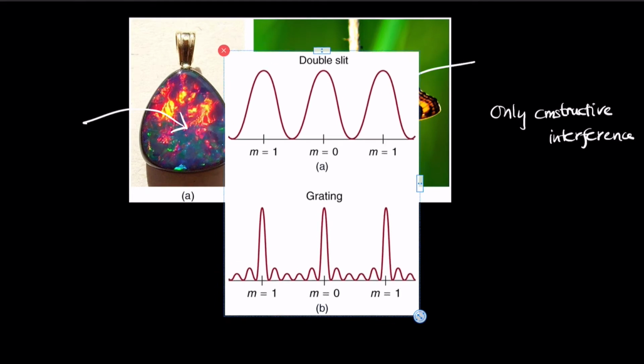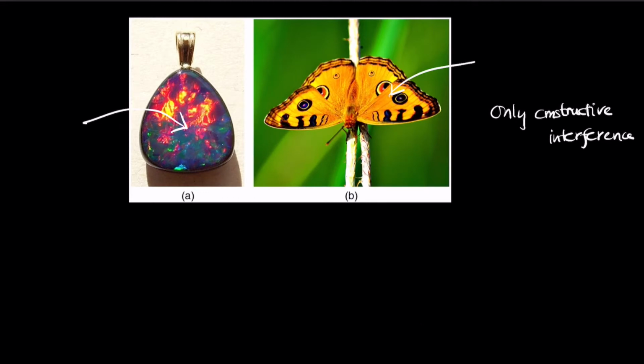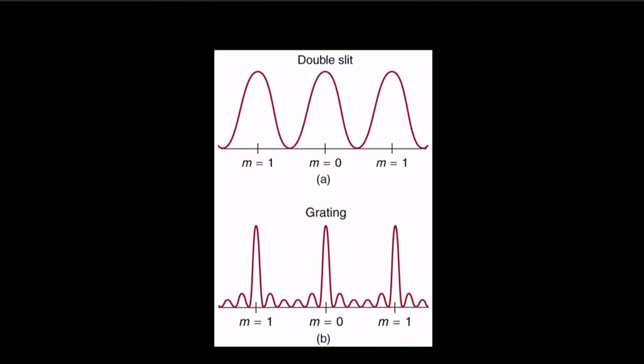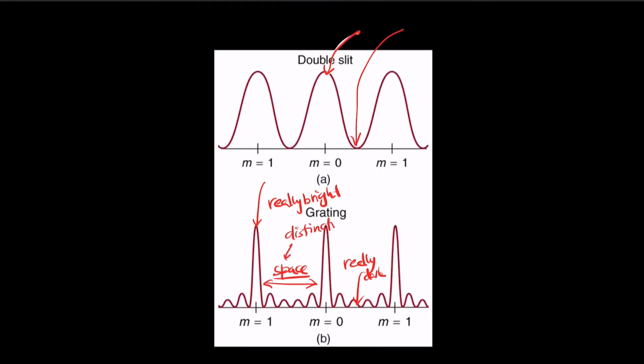When you pass light through a double slit, you get a series of bright and dark fringes. But when you pass it through a diffraction grating, you get really bright constructive interference and really dark destructive interference, with a lot of space between them. This space is why the colors are distinctive, and you can easily separate each of them to see clearly.